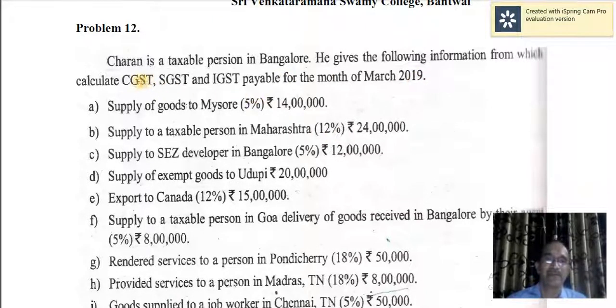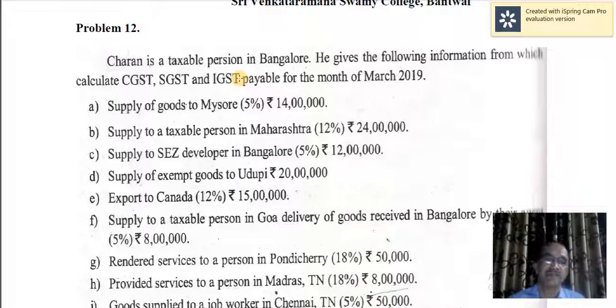Before going ahead, let me very briefly tell about all these three terminologies. CGST, Central Goods and Services Tax. SGST, that is State Goods and Services Tax. IGST, Integrated Goods and Services Tax. And there are three things. One is output tax, another one is input tax, and the other one is net tax.